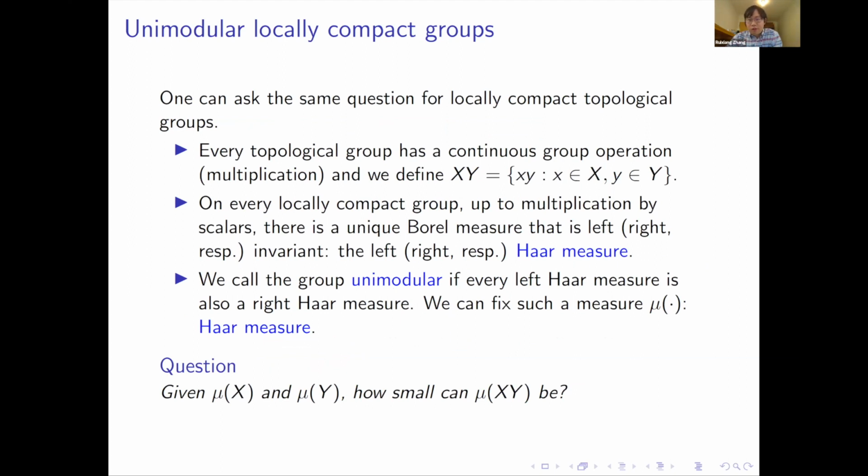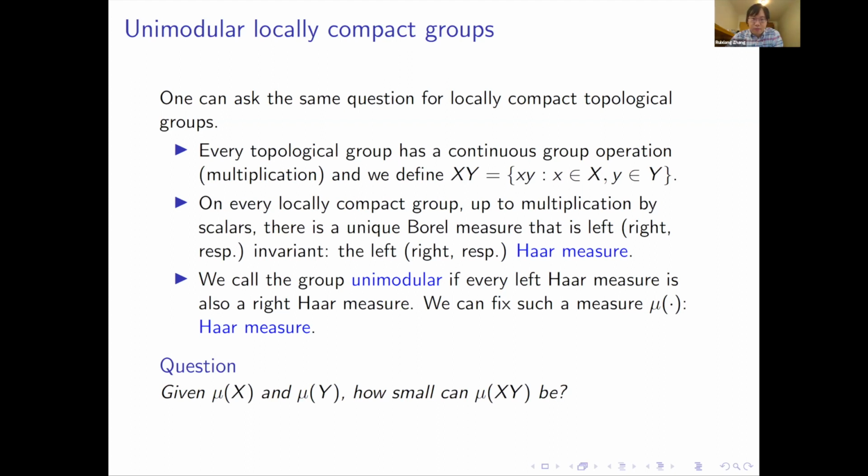The convention here is to define x times y in the same way: you take little x in capital X and little y in capital Y and take the set of all little x times little y. And if you require the group to be locally compact, you have a very nice theorem by Haar saying that up to multiplication by scalars, there's a unique Borel measure that's left invariant, and we call it the left Haar measure.